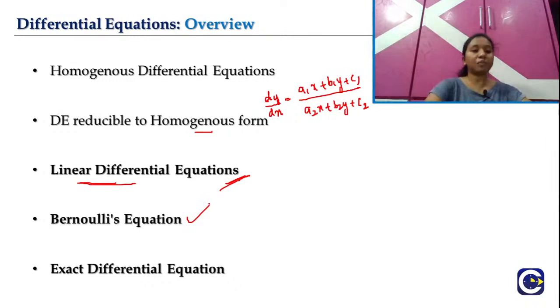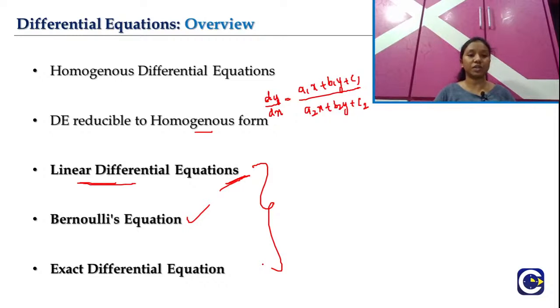The last type of differential equation format we have here is the exact differential equation. We'll have a standard exact differential equation. Basically, what are the steps involved in it? How do we actually solve the exact differential equation in order to find the solution? That we are going to have a look at. These are the only 3 leftover concepts in our entire chapter of differential equations. Everything else we have covered in our previous sessions.